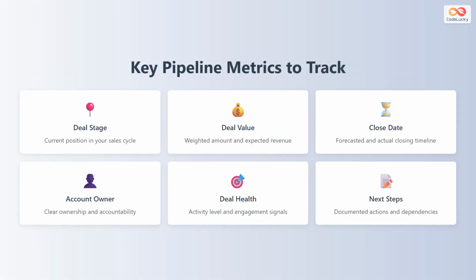To build an effective pipeline, you need to track 6 essential metrics. Start with deal stage, which shows where each opportunity stands in your sales cycle. Second is deal value, the amount of revenue you expect from closing this deal. Third is close date, when you forecast the deal will be won. Fourth is account owner, making clear who is responsible for moving the deal forward. Fifth is deal health, which reflects activity level and customer engagement. Finally, document next steps so everyone knows what actions must happen and by whom.